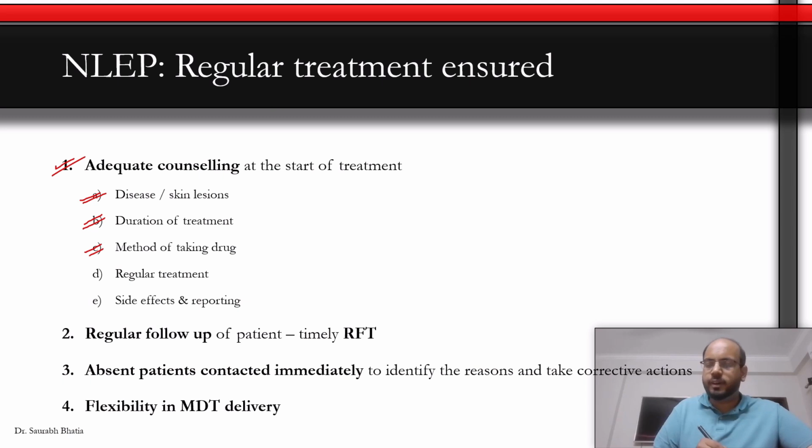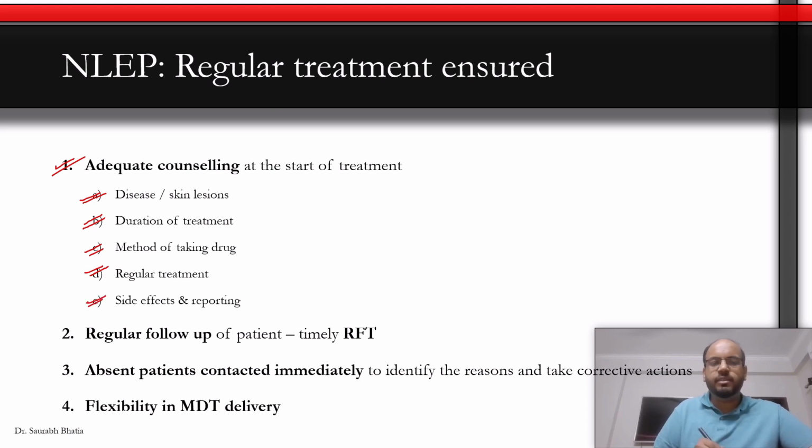Method of taking the drug, oral drugs, all the side effects included with the drugs, when to take the drugs, empty stomach, with food, without food, and all that. The treatment has to be regular. The patient has to be regular in their follow-up visit so they can come and discuss the treatment specifics with you every month and continue the treatment without a stop.